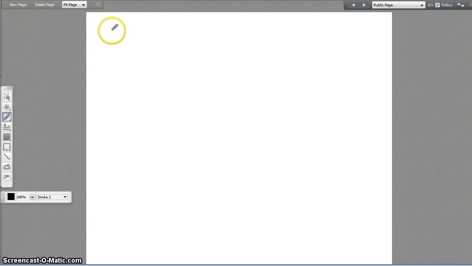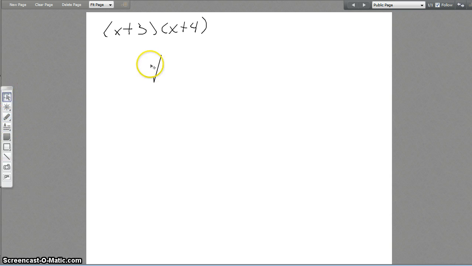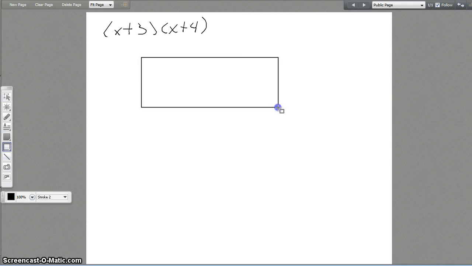Let's say we have x plus 3 times x plus 4. First thing I'm going to do is the box method. With the box method, we draw a box. That's not a very good box. Let me get rid of that. We draw a box. There we go. And then we put some grid lines in it.